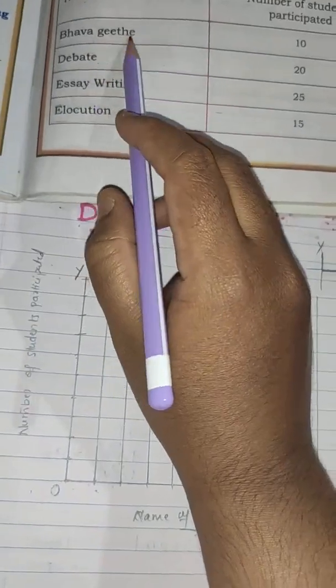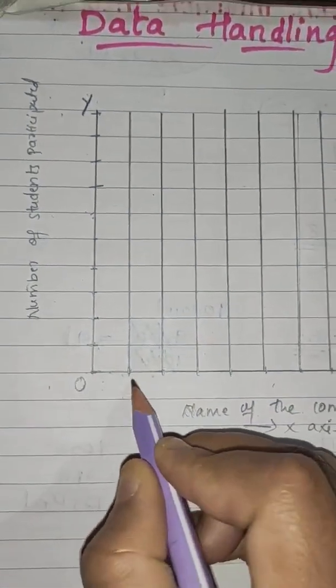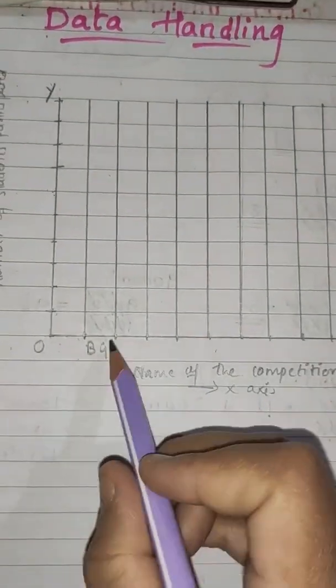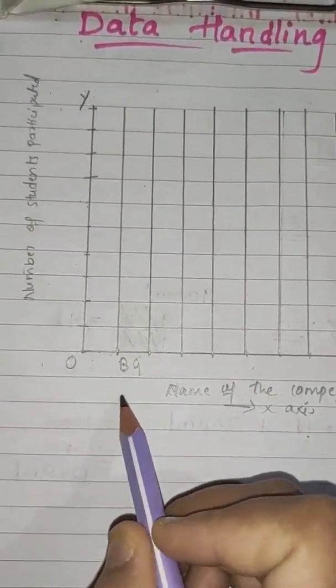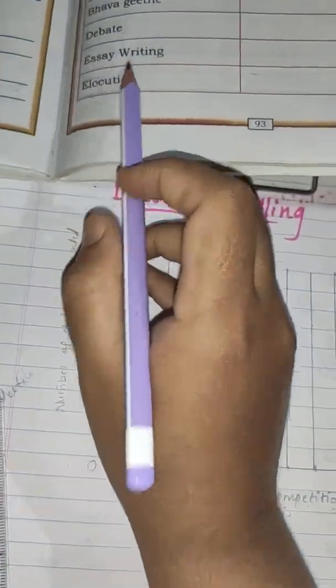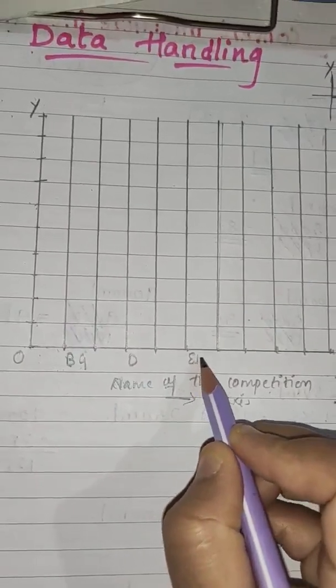So what is the first one here? Competition: Bhavagite. So we'll write B, Bhavagite, G. Okay, I am going to write the short form; you can write the full form here. Next is debate, so we'll write debate here. Next is essay writing, so I'll write essay writing.